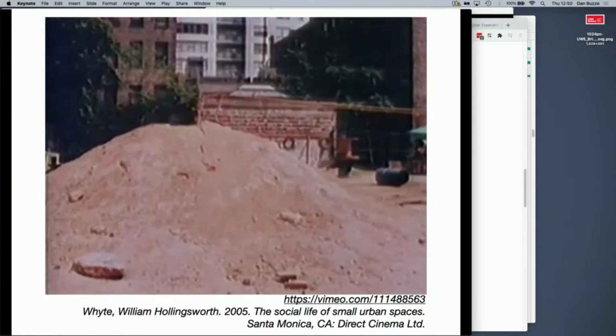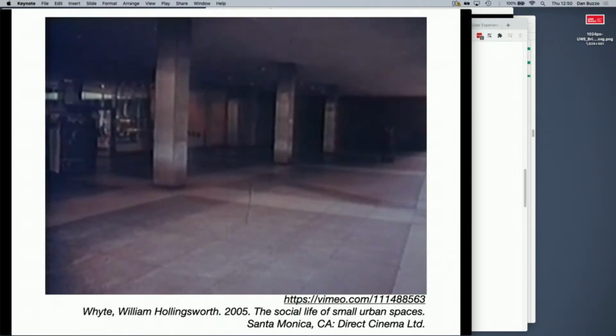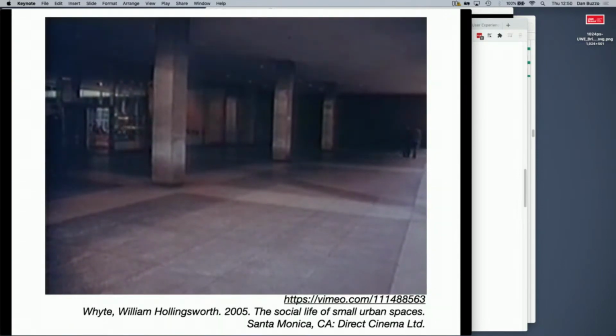When we looked at the center of the city, we found underuse was even more apparent. Most office building plazas were empty most of the time, even at lunch on a beautiful day. Now, it wasn't meant to be that way.